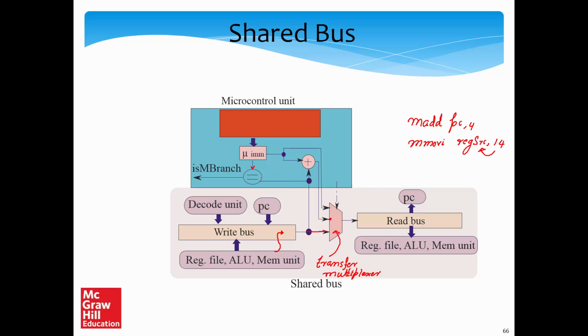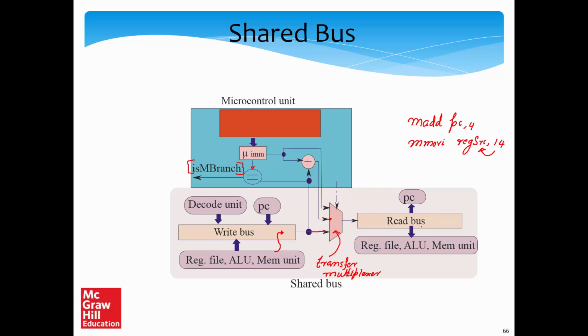So it compares both, and then what it does is that it generates an equality signal. If there is an equality, then the is M branch signal is true, otherwise it is false. After this, these are all the macro registers that are writing to the write bus.